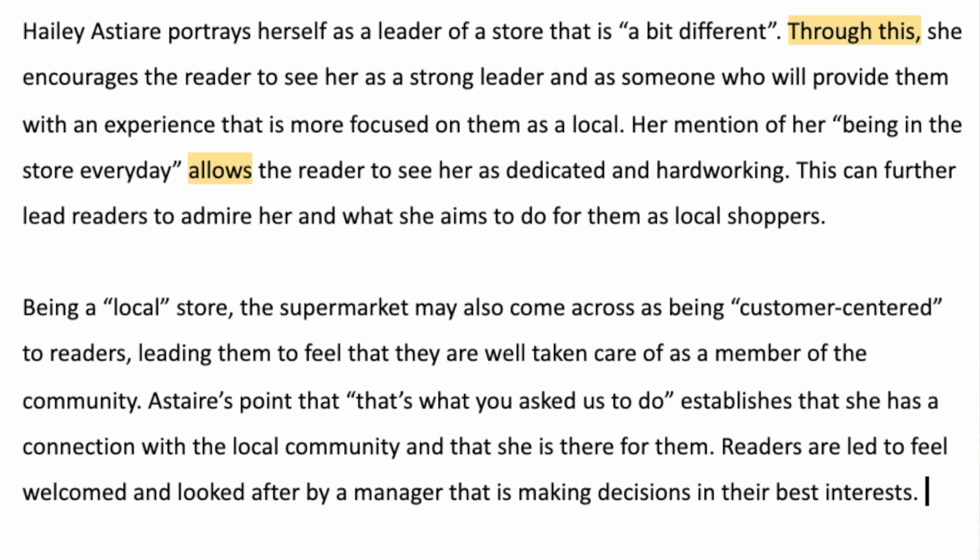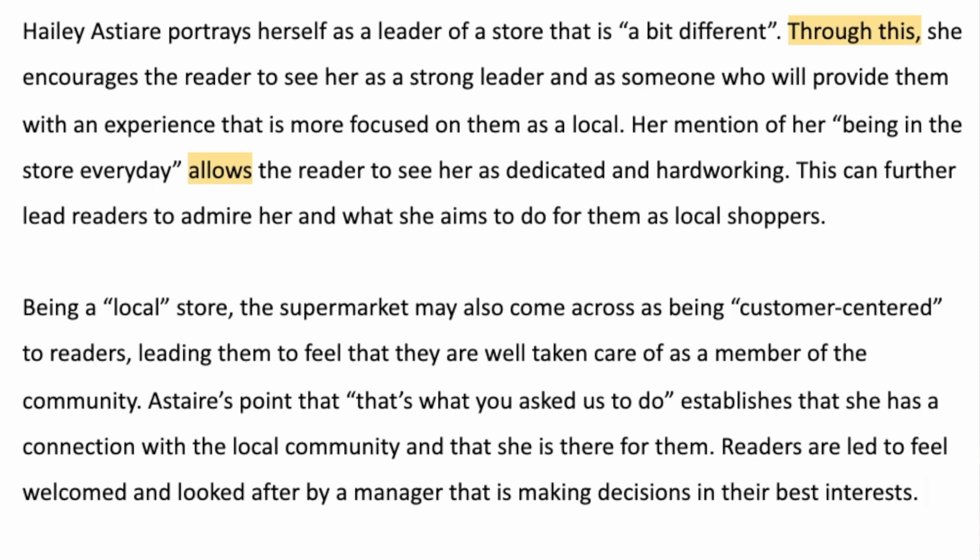"This can further lead readers..." So it's talking about this idea of, all right, I've talked about one of the impacts. Now I'm going to talk about how it can even take them further, and it can also do something else: "to admire her and what she aims to do for them as local shoppers."